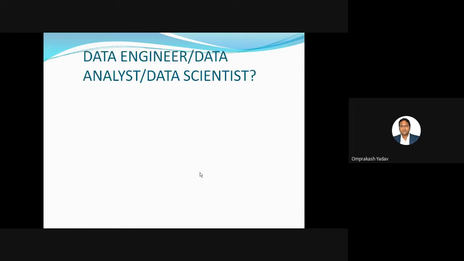So let's move ahead, and now let's try to understand the meanings of data engineer, data analyst, and data scientist. I'm sure many of you might be working as a data analyst, and many of you as a data engineer. So there is a difference between them.